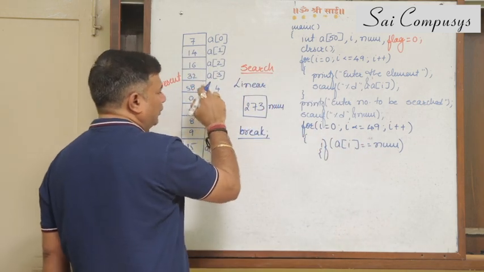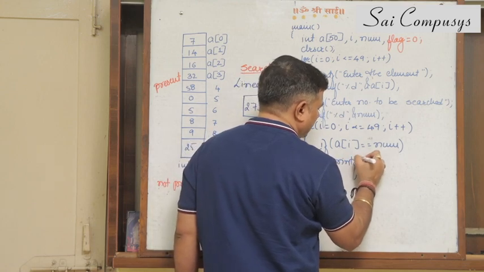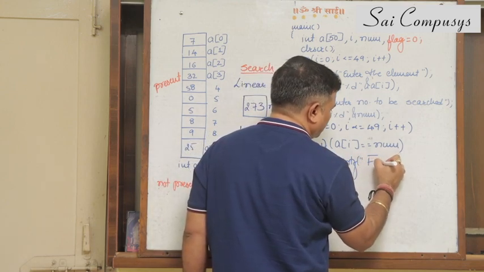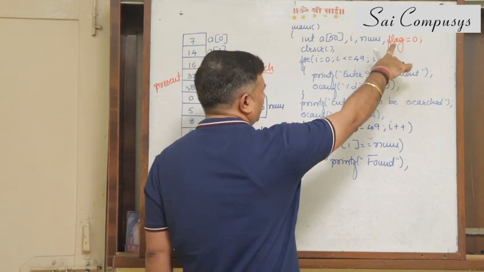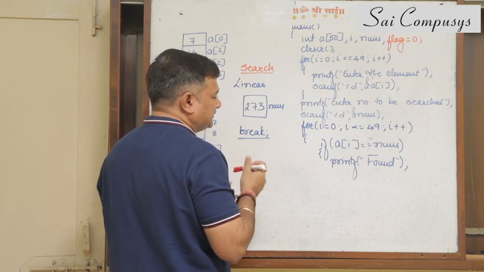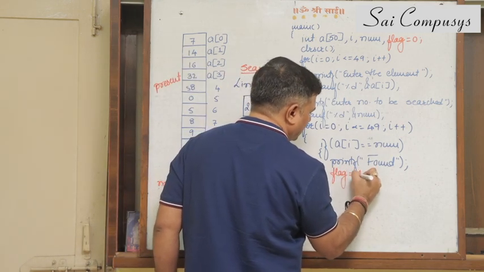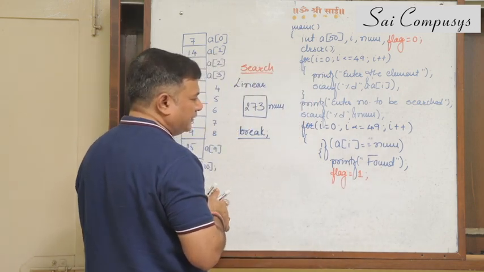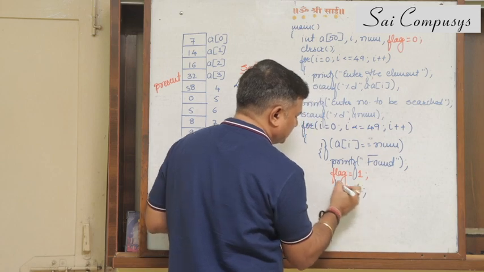If at all it is found on any position, I can print over here itself that the number is found, the number is present. And because it has been found, the value of flag which was initially 0, I'll update the value of flag from 0 to 1. And as further verification is not required, I'll be using the break statement.